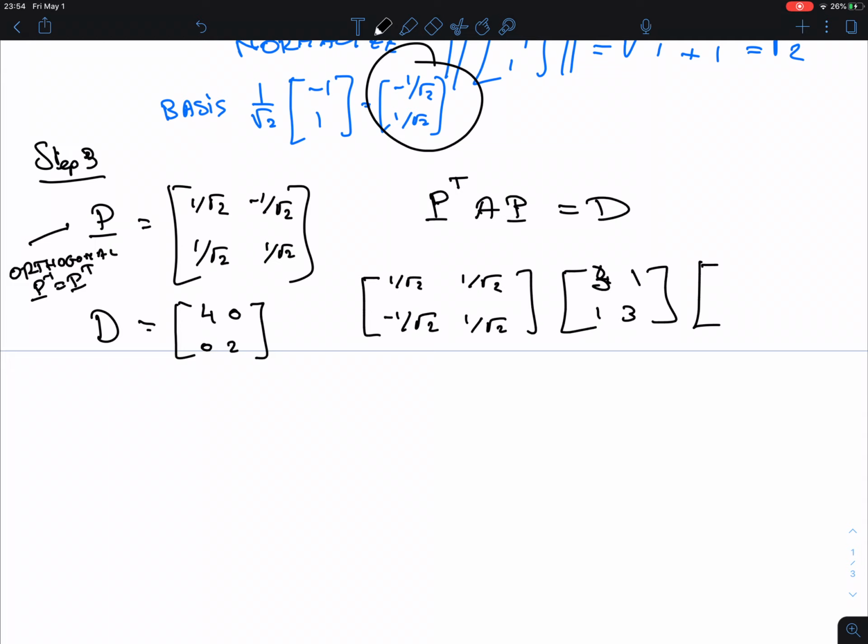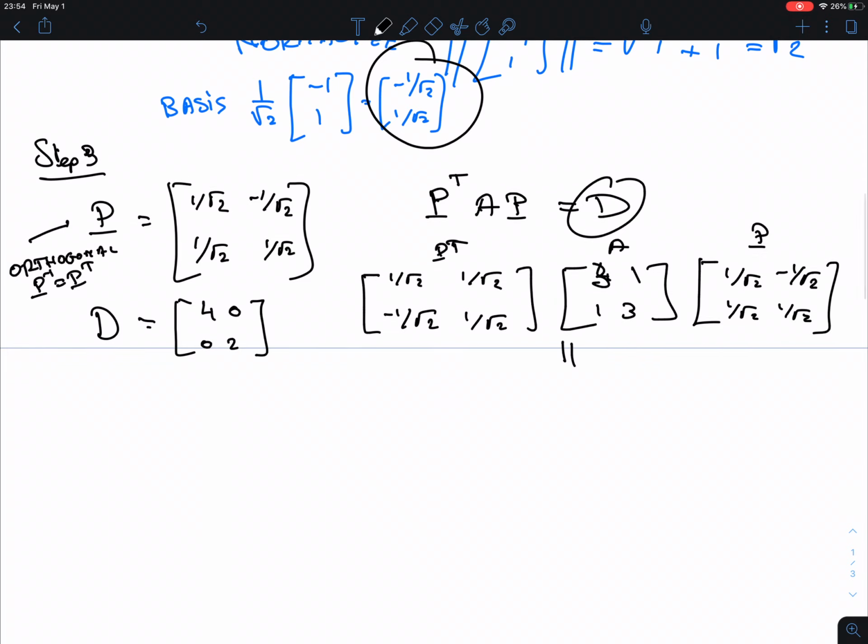And then we have 1 radical 2 minus. Now it's the P itself. So this is P transpose, this was A, and this is P. Okay, 1 radical 2, 1 radical 2. Now, what we need to get is this one. So this might be a little bit cumbersome because of these radicals in there, but these are scalars.